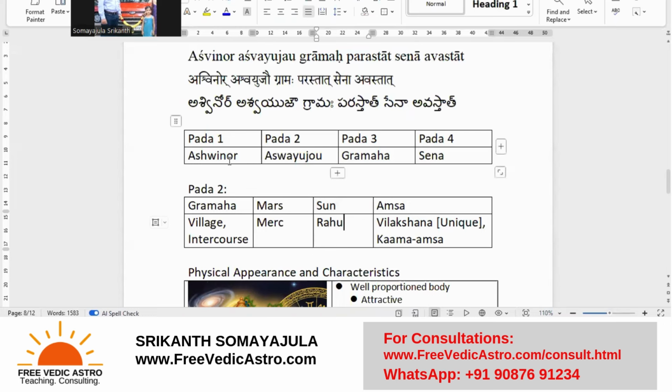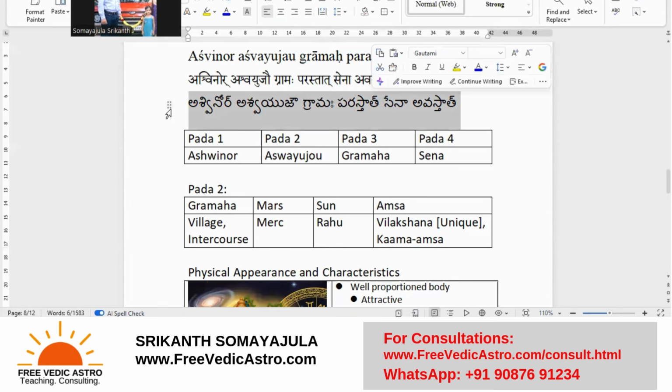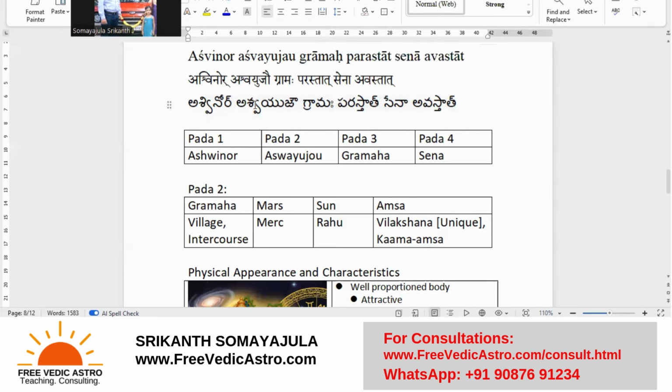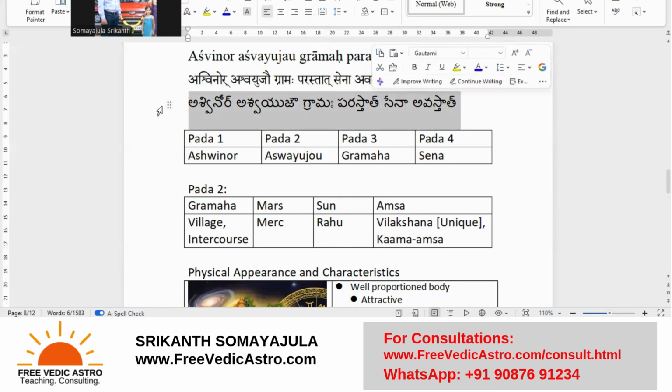So if you see this line, the shloka or the mantra, Ashvinor Ashvagujau Gramaha Parastat Sena Avastat. It's a very simple thing. So two horses, right, are having an intercourse to produce the army, right? The army that is the Deva's army that is being produced. So you can translate just this line into several things, right? Because the Sena is ruled by, if you know what the Skanda or the Kartikeya is, he's the lord of the Devasena, right?